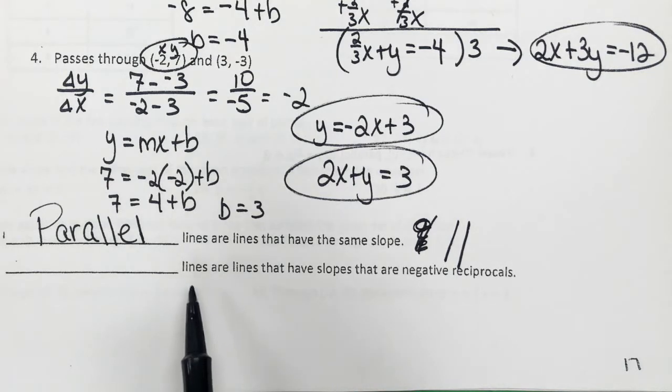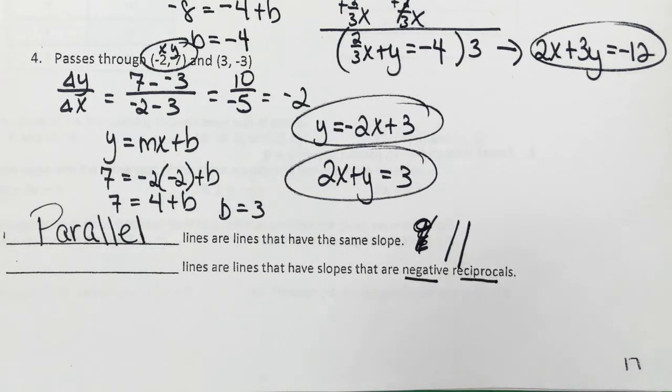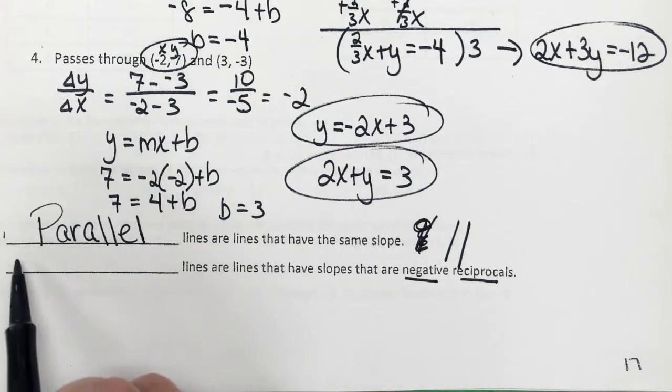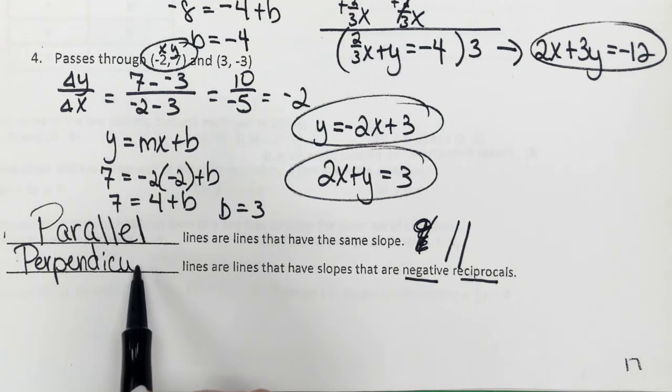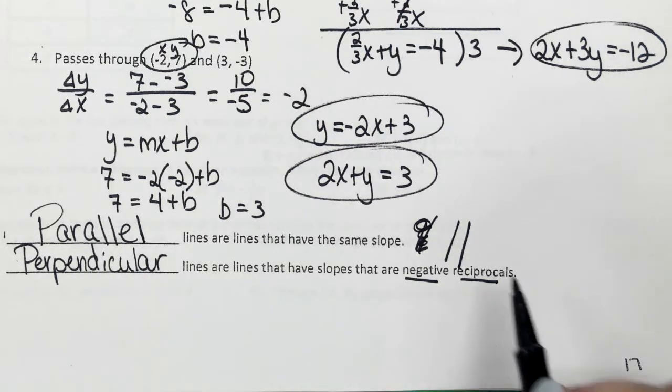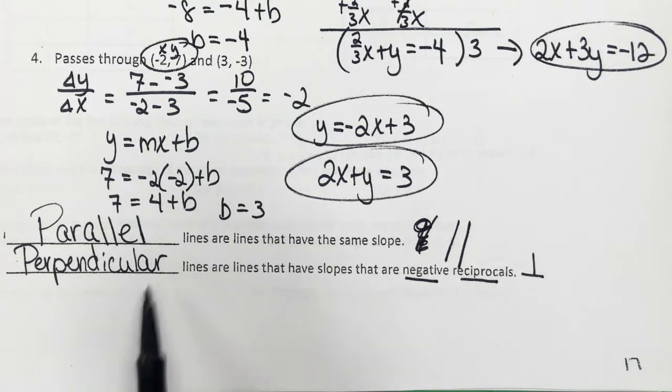All right, perpendicular lines are lines that have negative reciprocals. What kind of lines are those? Perpendicular. And what was the symbol for that? An upside down T. There you go. All right, let's do this.